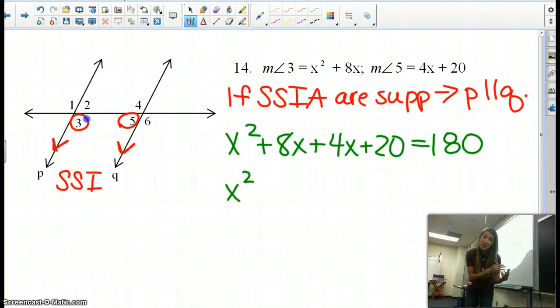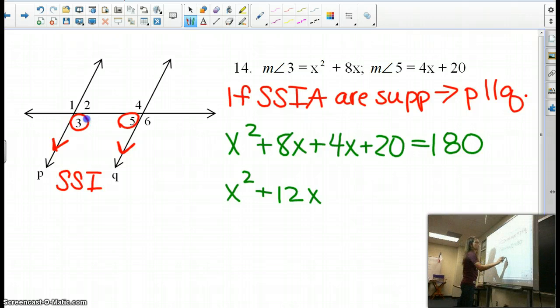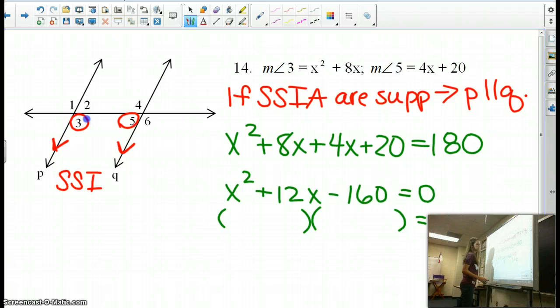We're factoring because we've got an x squared and an x. To factor, you got to make sure it is set equal to 0. So x squared plus 12x minus 160 equals 0. So now let's do our parentheses. X. We have a rather large number to work with this time.